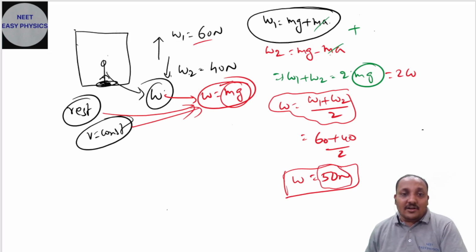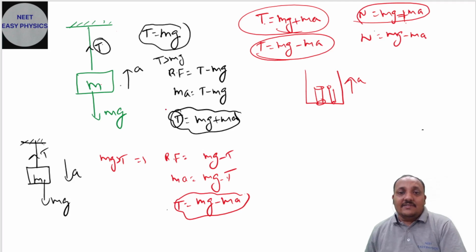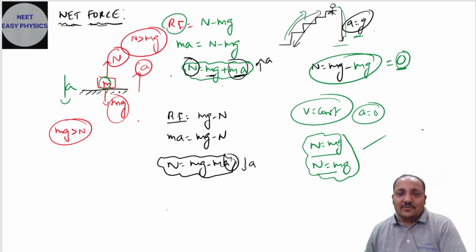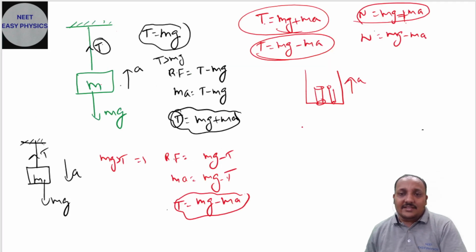So whenever an object is not under equilibrium condition, if it is moving upwards or downwards, we have to follow equations like this. Upwards means mg plus ma. Downwards means mg minus ma. Isn't it? So like this we have to solve. So try to solve some problems on this. You will get it easily. Thank you.